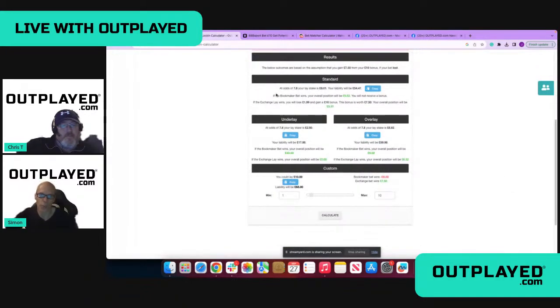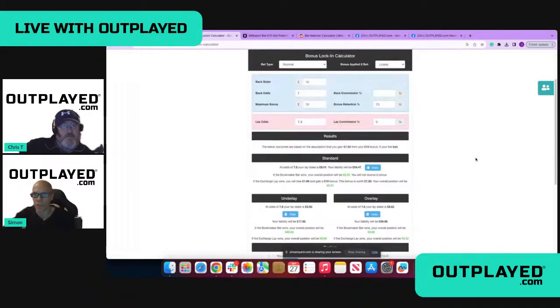Just a quick tip with this one. Let's say £8 won. If you wanted to lay, see what happens if I lay £7. You type in 7 there, and then you get this slider, and you drag it. You might have to move it to the right and then left again. Drag it all the way to the left, and you've got your £7 stake there. And it shows you what position you'll have, whether the bookmaker bet wins or loses.